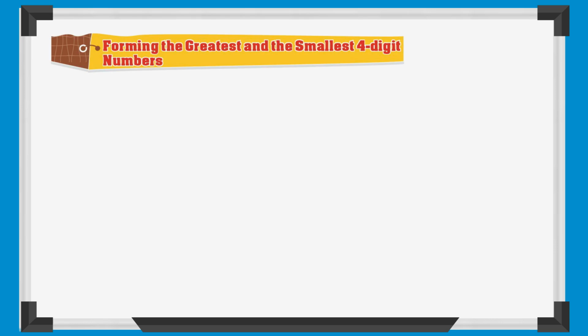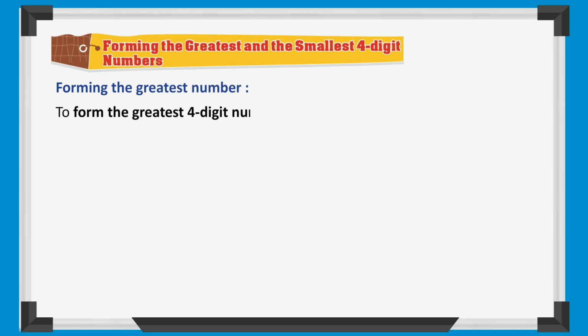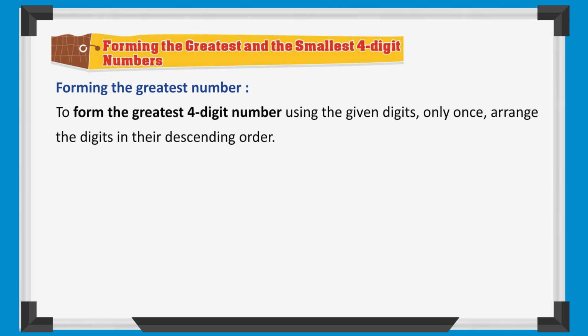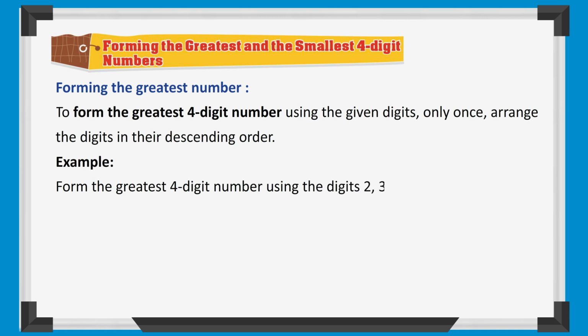Forming the greatest and the smallest 4-digit numbers. Forming the greatest number. To form the greatest 4-digit number, using the given digits only once, arrange the digits in their descending order. Example: form the greatest 4-digit number using the digits 2, 3, 1 and 9 only once.